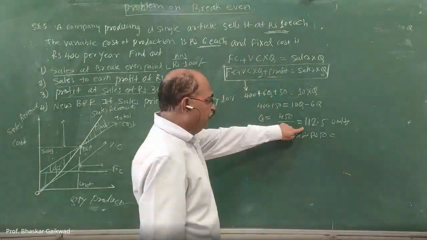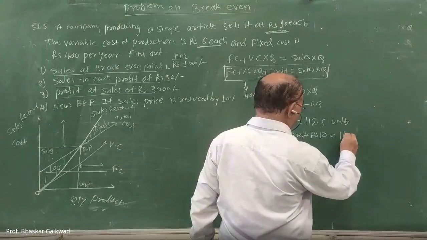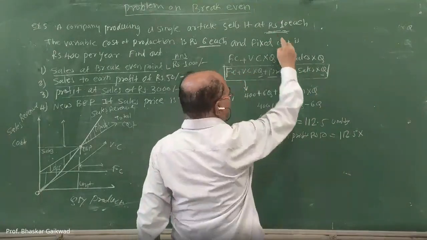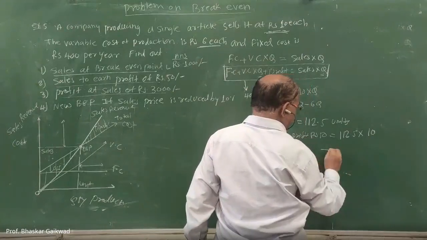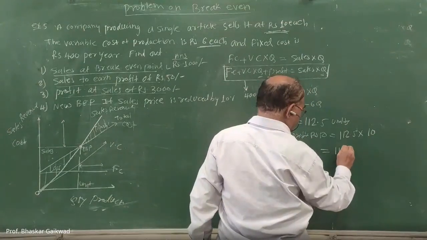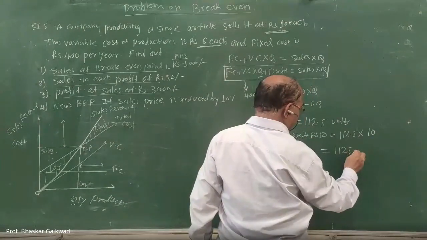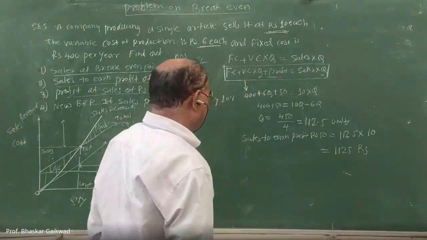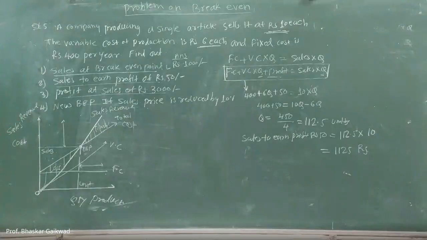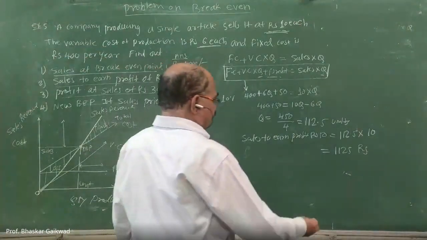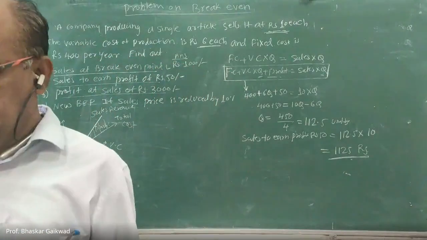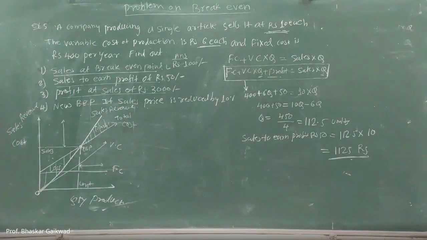Okay. So we know the quantity. This is quantity 112.5. And what is the value of each item? 10. So what is the sales here? 1125. Correct. This is in rupees. Sales to earn the profit. This is the answer of your question. Okay. Clear? So up to here it is clear. For the second point.